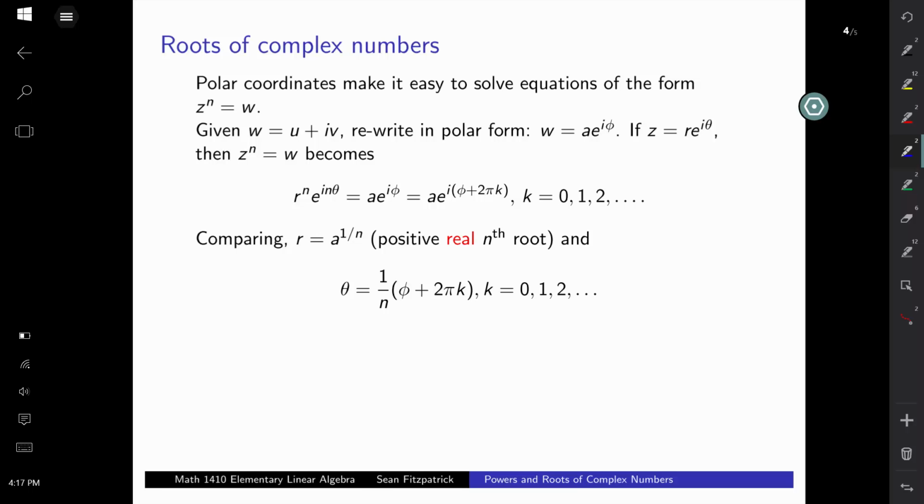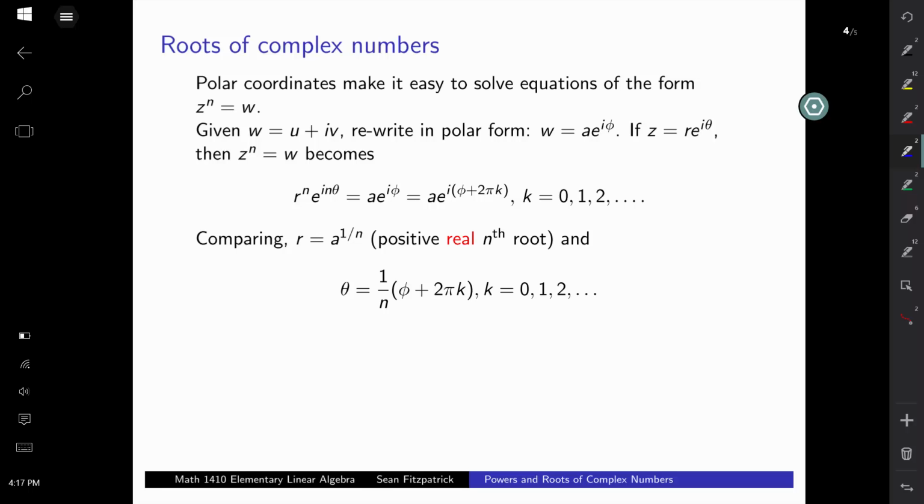Roots, on the other hand, you can play around. You can try doing it with square roots. Try to solve in general this equation like z squared equals w. Try to come up with a general formula for it. It takes a while. You work at it. You can come up with a formula, but it's complicated. It's ugly. And then if you try to do it for say 3rd roots, 4th roots, it's next to impossible. In polar form, however, it's pretty straightforward.